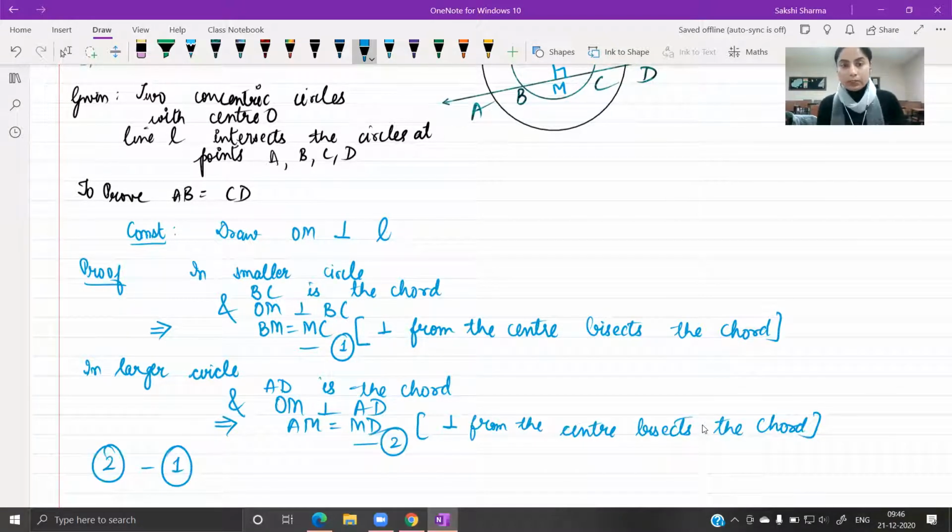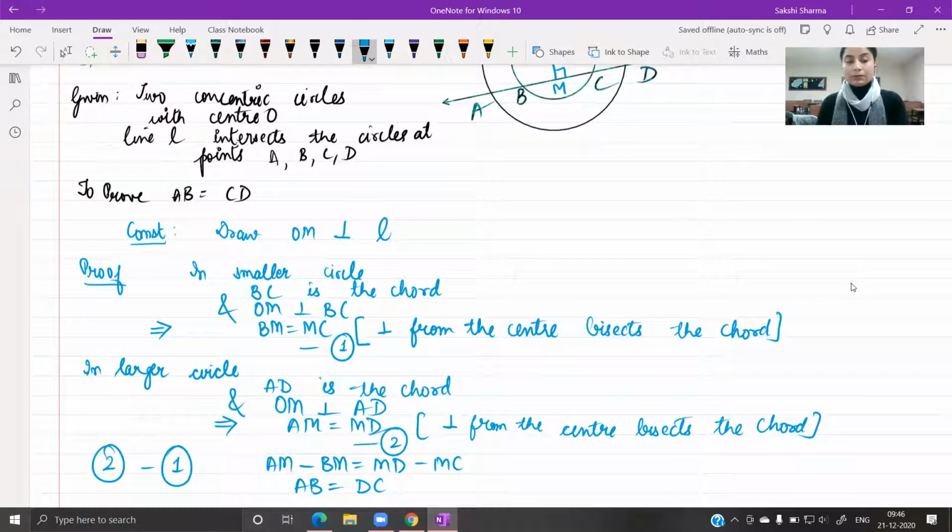Always be careful when you are subtracting two results as such, where you are just referring to the names, not measurements, which one is larger, which one is smaller, so that you're writing it correctly. So on the left hand side, I will have AM minus BM. On the right hand side, I will have MD minus MC. This will give me AB equals DC, which is the result I wanted to prove. Let me know once it's done, then we'll take up the next question.